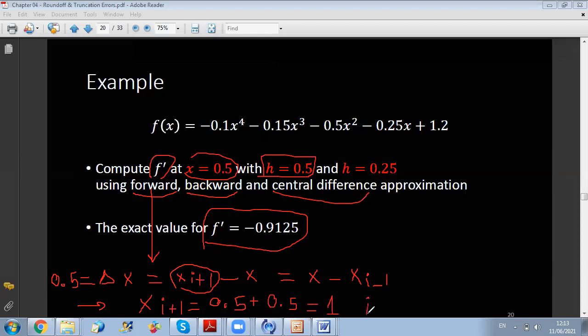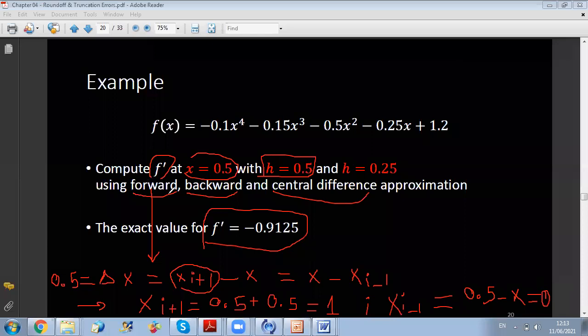While x_{i-1} will be given by 0.5 minus x, and since x is equal to 0.5, x_{i-1} will be equal to 0. Now I am ready to use the different schemes.